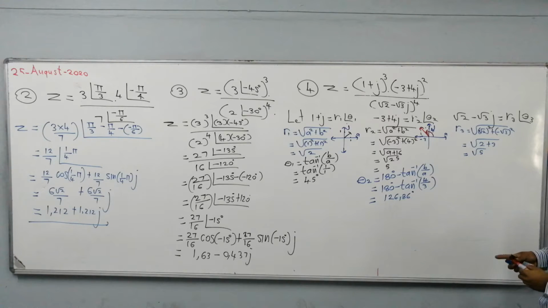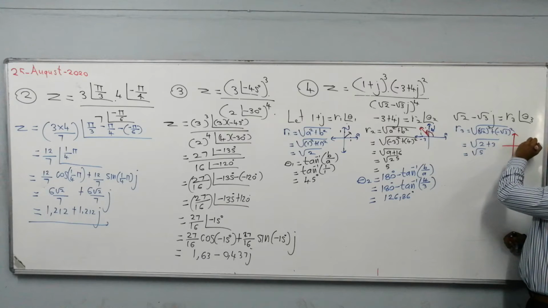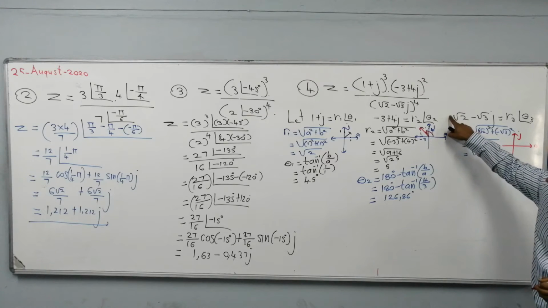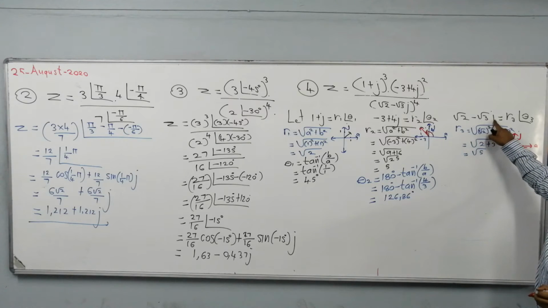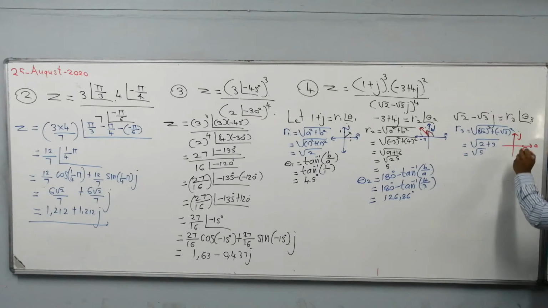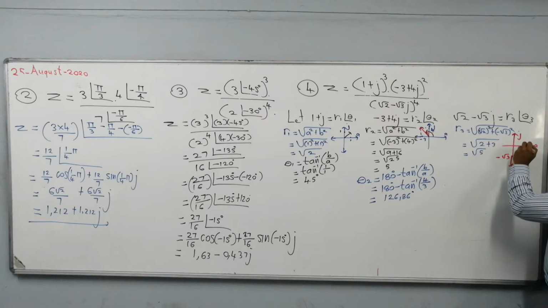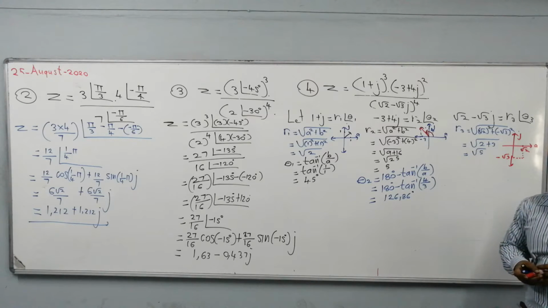Now to get your angle, which quadrant are we dealing with? That's a positive number, so that's on the positive side, your square root 2 there. This is a negative number, so we're going down, minus root 3. So you're going there. Clearly, we are in the fourth quadrant.